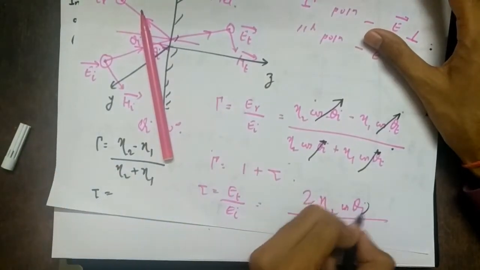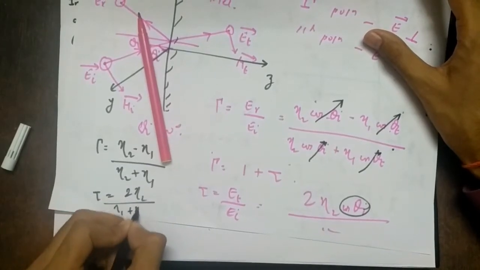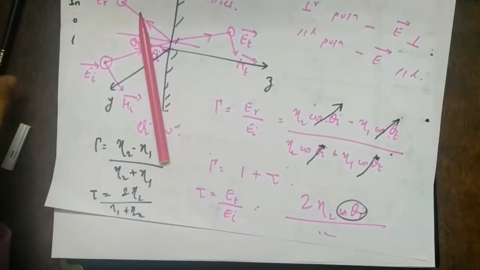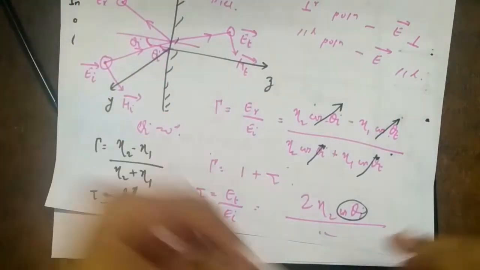Similarly, tau will be 2 eta 2 upon eta 1 plus eta 2. So this is what we saw last time. This is just a recapitulation of what we did last time.